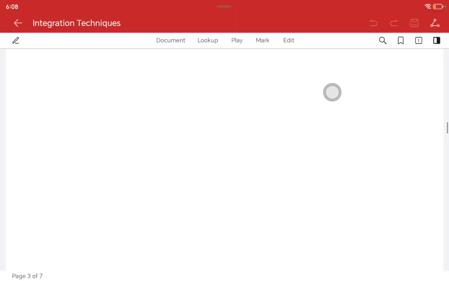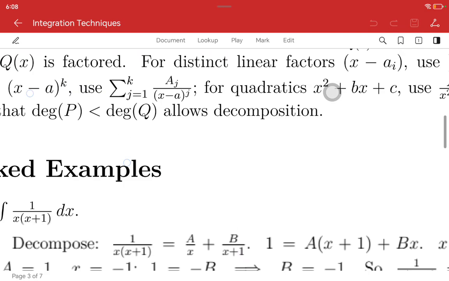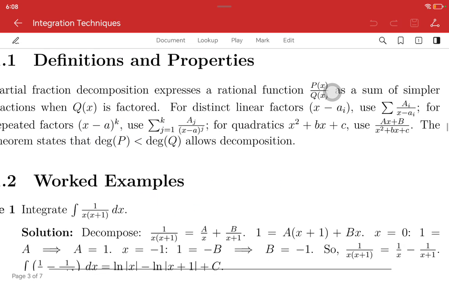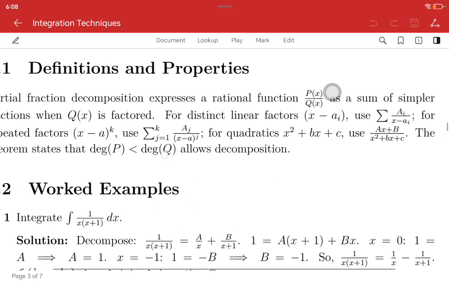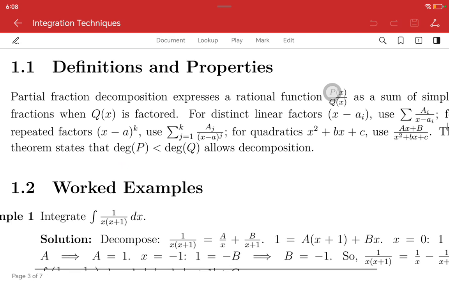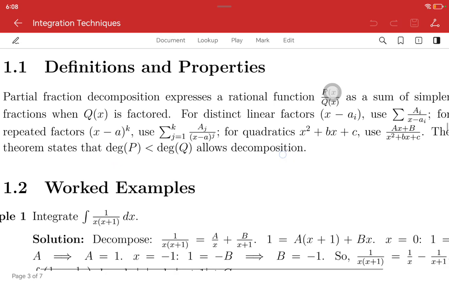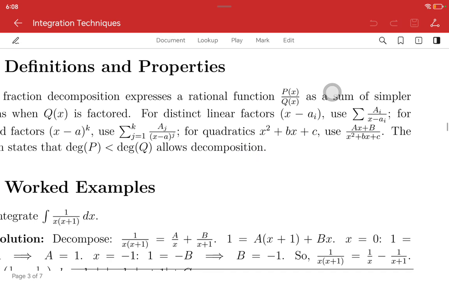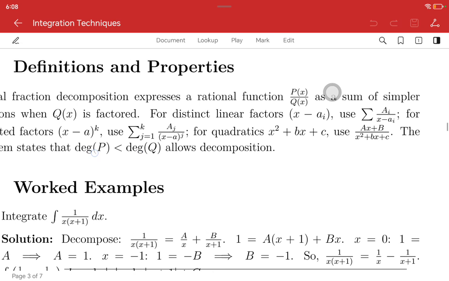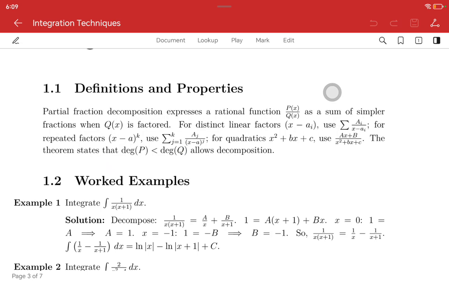The condition says that if the degree, let's look at this. The q of x is our denominator. You see, right? If the degree of the denominator is greater than the degree of the numerator, so this is what we'll be checking always. Then if this is the case, then we can decompose. So what we'll be doing, we'll be decomposing. If the degree of the denominator is greater than the degree of the numerator, then we can decompose. So let's check that.